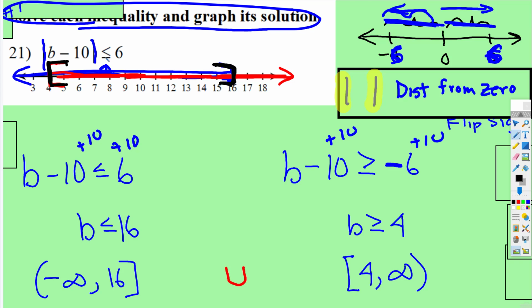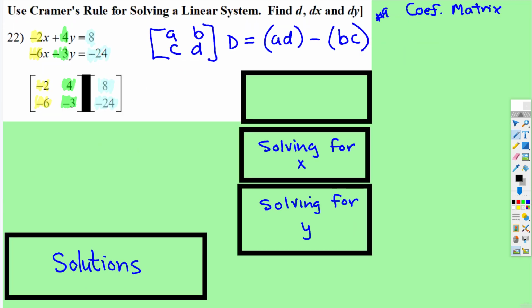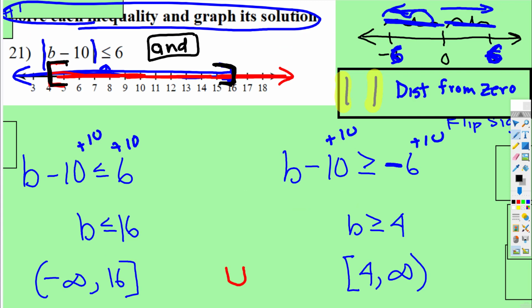One good thing to pay attention to is when the absolute value inequality starts with a less than or equal sign, it tends to produce an and situation, an and statement. Let's see if we did another one. No, we didn't do another one. So my guess is if it would have started off being b subtract 10 is greater than or equal to 6, we would have ended up having an or statement. All right, that's absolute value inequalities, setting up two equations. That's it.